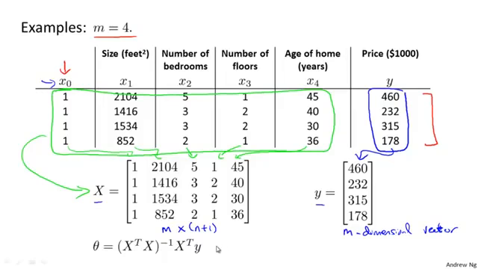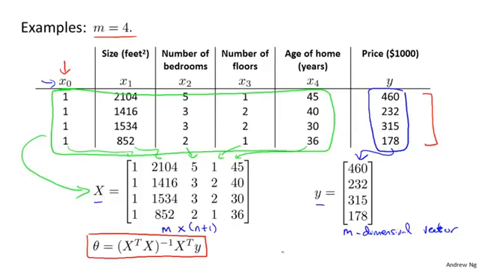Finally, if you take your matrix X and you take your vector Y, and if you just compute this and set theta to be equal to (X transpose X) inverse times X transpose Y, this will give you the value of theta that minimizes your cost function.